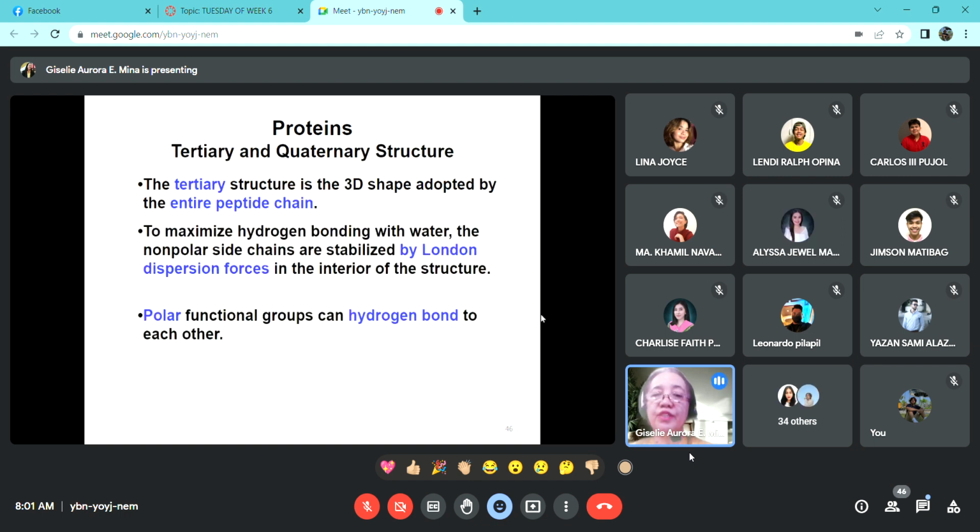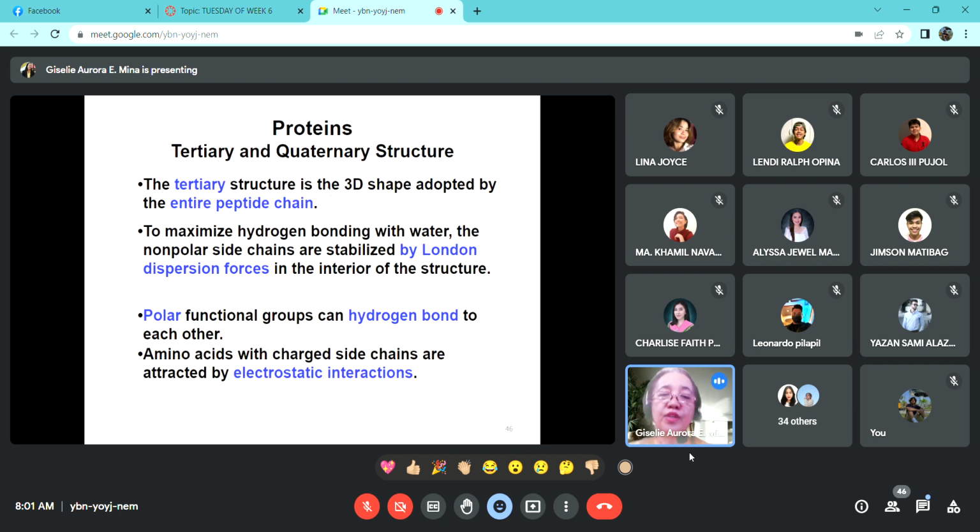What about the tertiary and quaternary structure of protein? The tertiary structure is the 3D shape adopted by the entire peptide chain. So to maximize H bonding with water, the nonpolar side chains are stabilized by London dispersion forces in the interior structure. That means the intermolecular forces of attraction present in your protein molecule with tertiary and quaternary structures are H bonds and London dispersion forces, or the van der Waals forces of attraction, or merely van der Waals forces of attraction. These are both intermolecular forces of attraction.